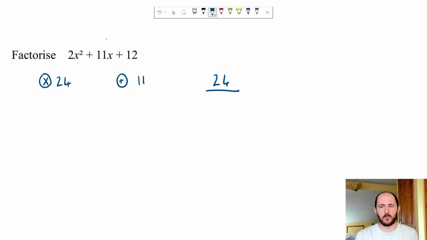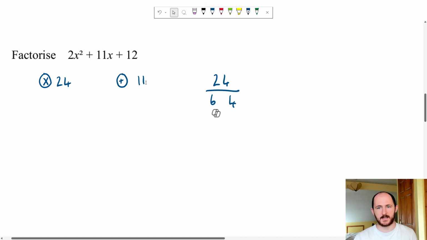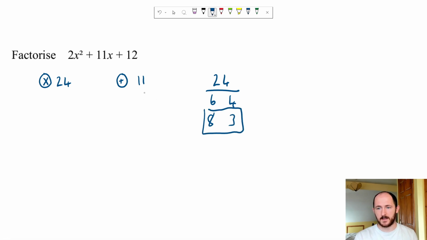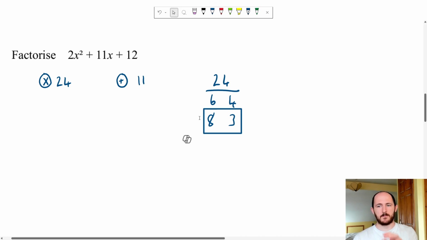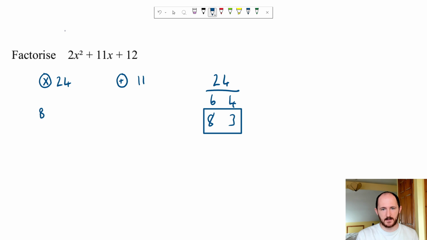So just write down all of the different factors. So for example, 6 times 4 gives me 24, but it doesn't add to 11, it adds to 10. We also have 8 and 3, which times to 24, and it does add to 11, so those are our numbers. Now what do we do with those numbers? We put them both over the coefficient of x squared. So we have 8 over 2, and we have 3 over 2, and these represent our brackets.